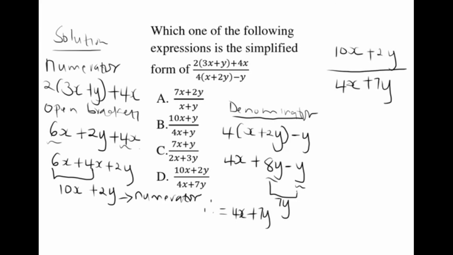This now becomes our expression in its simplest form. Our correct choice is 10x plus 2y over 4x plus 7y. Our correct answer remains to be D.